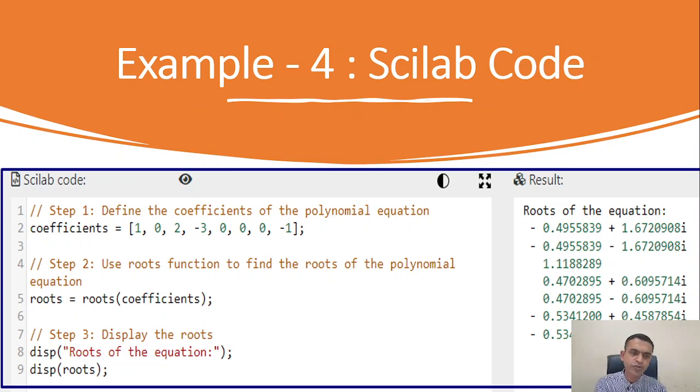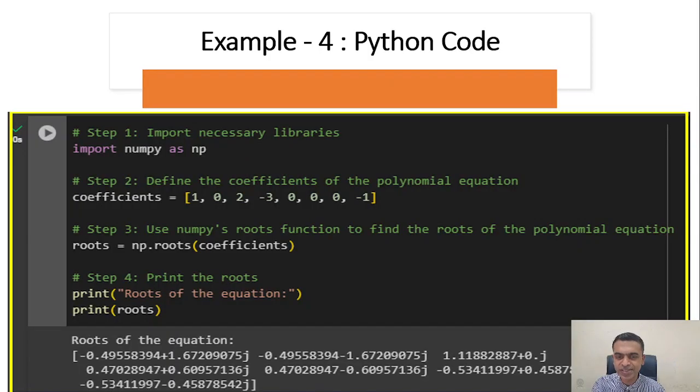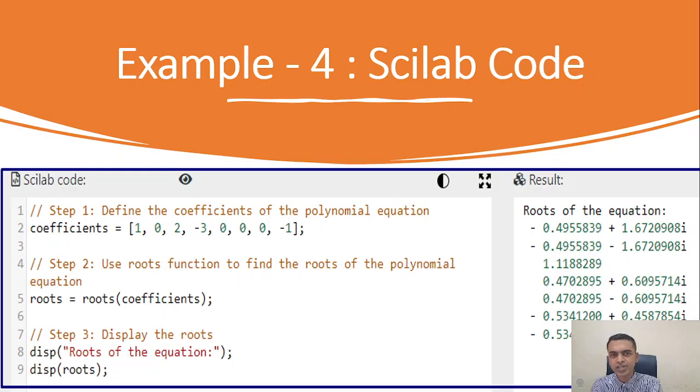So again, define the coefficient matrix, invoke the roots function, and display the roots, and these are the 7 roots. Of course the roots are the same roots, because we are solving the same problem. So these are the same roots using Python and Scilab.